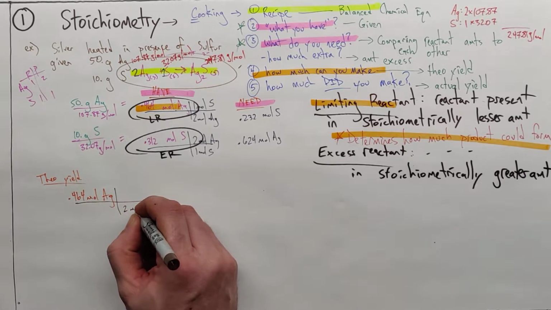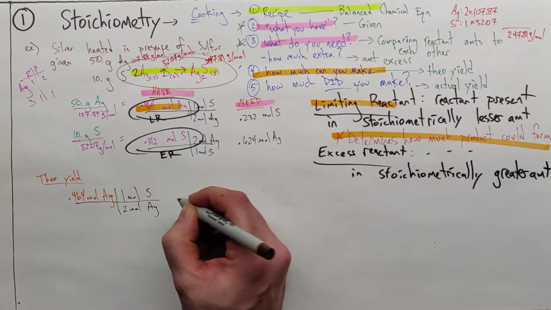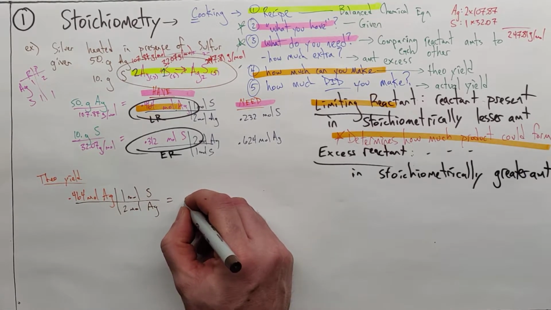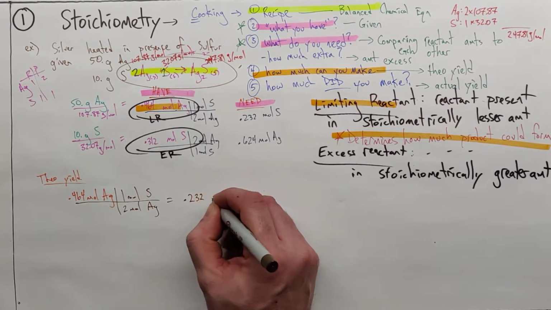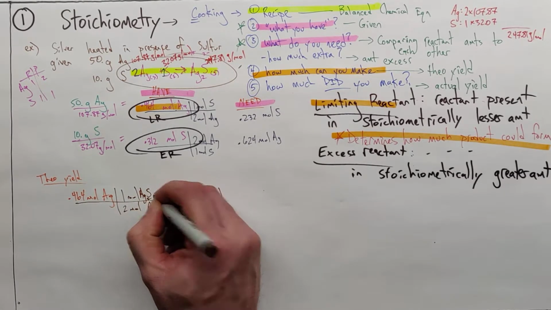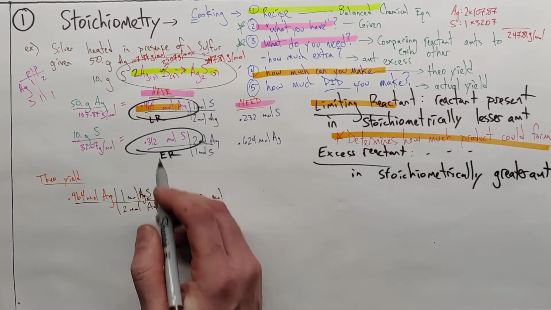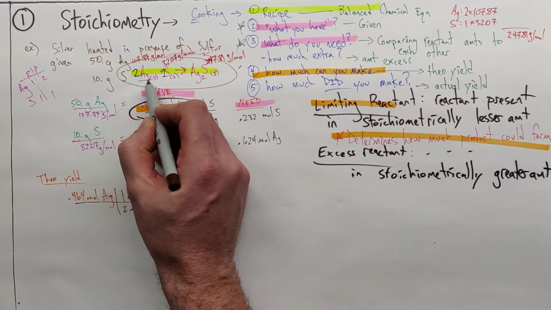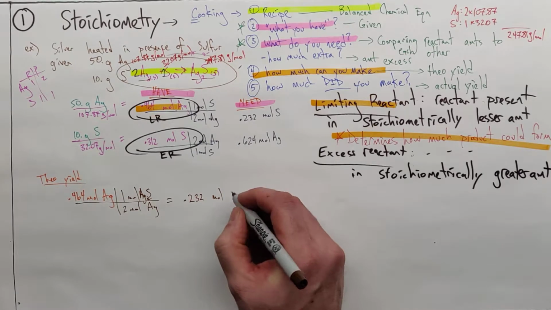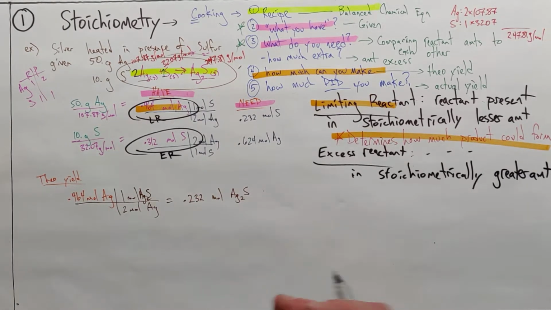So there's 2 moles of silver for every 1 mole of sulfur. And we end up with 0.232 moles of Ag2S, silver sulfide. I'm comparing my reactant to my products to get a theoretical yield, and that's Ag2S. And that's moles. If we can do that, we can do whatever else we need to.